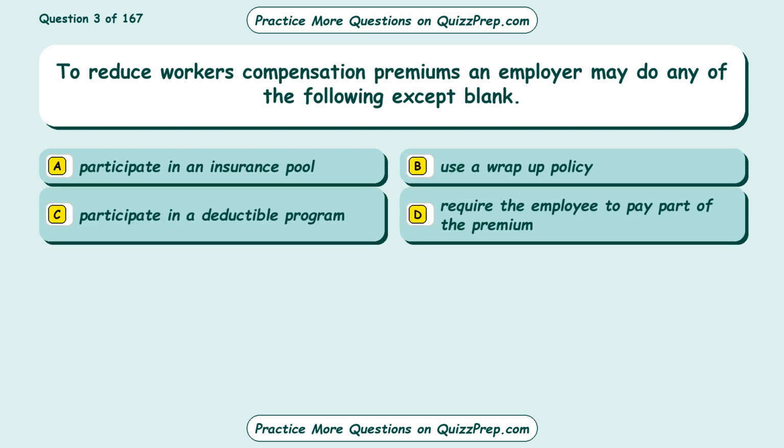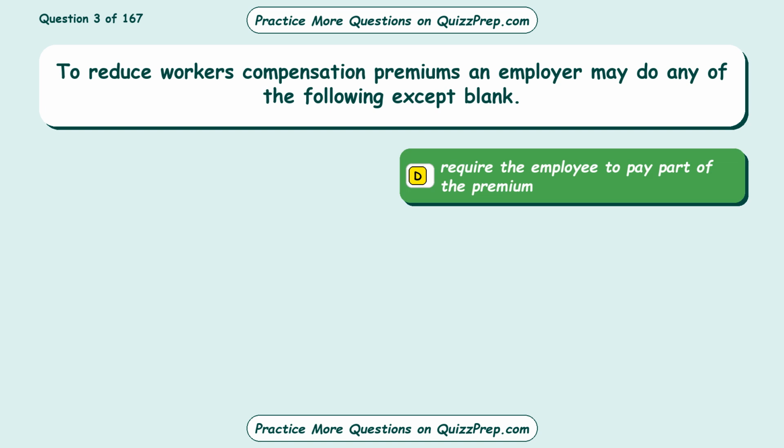Question 3. To reduce workers' compensation premiums, an employer may do any of the following except blank. Option A. Participate in an insurance pool. Option B. Use a wrap-up policy. Option C. Participate in a deductible program. Option D. Require the employee to pay part of the premium. The correct answer is option D. Require the employee to pay part of the premium.